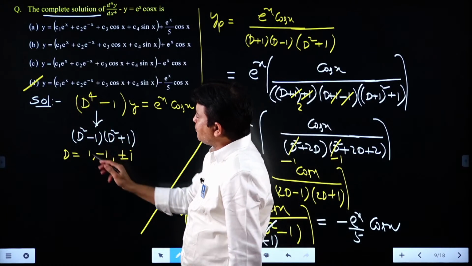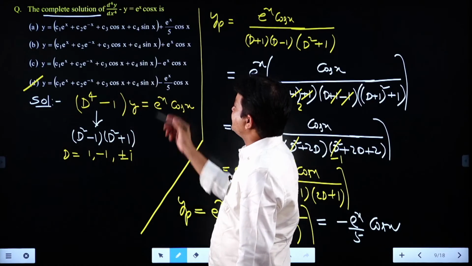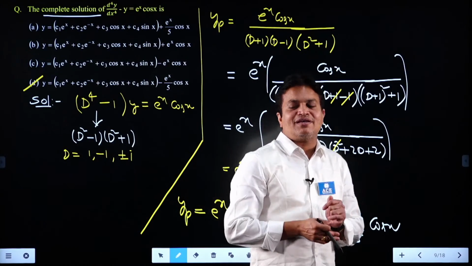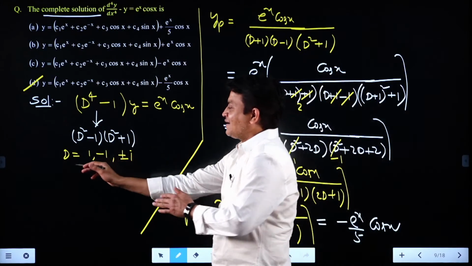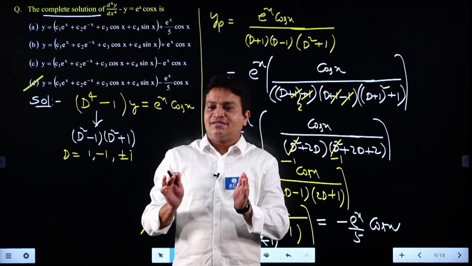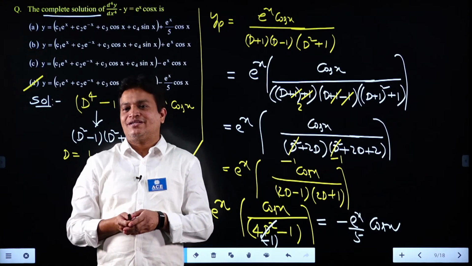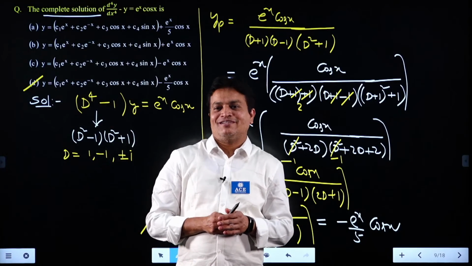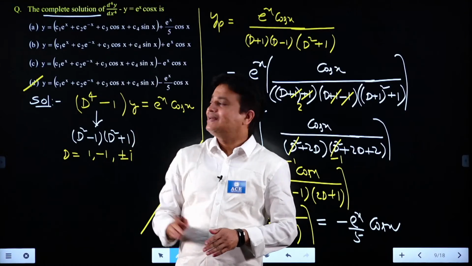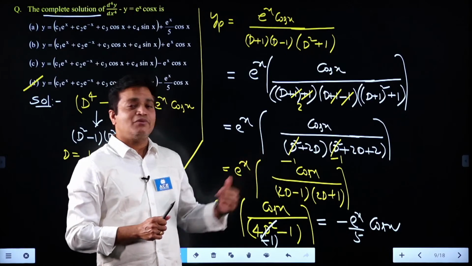So for 1, C1 e power x, for minus 1, C2 e power minus x, for plus or minus i, C3 cos x, C4 sin x and yp part. That's it. Slowly you can avoid some steps, separately writing yc, last yc plus yp. It's not semester end examination or year end examination. It is objective type examination. So up to what step to write, up to what step to think, accordingly options also are very helpful. Time saving is important. 2 marks question.